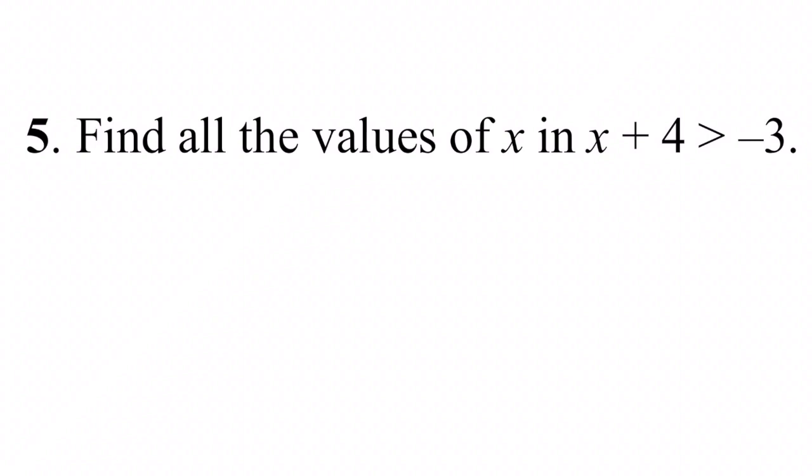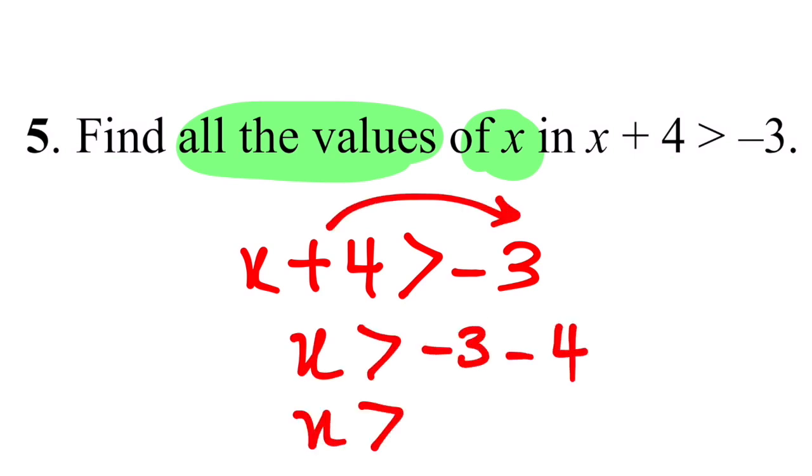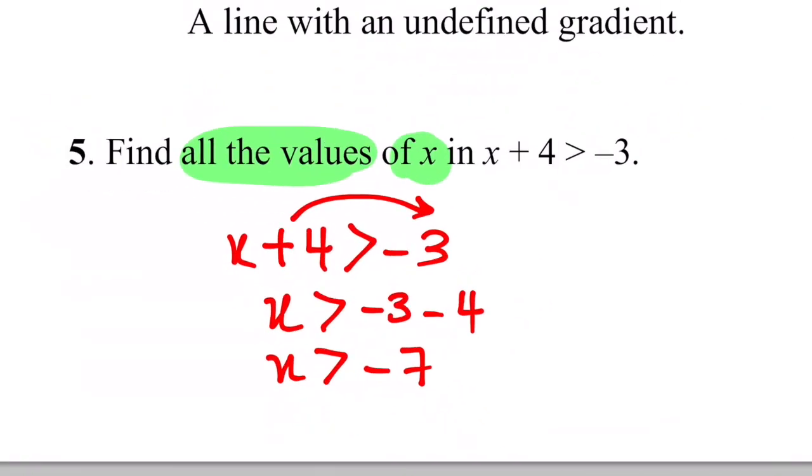Question number 5. Find all the values of x such that x plus 4 is greater than negative 3. This is an example of an inequality with one variable. To find all the values means that any value of x that will make this inequality correct is a possible value, not only whole numbers. X could be a fraction or a very small decimal. To solve an inequality is similar to solving equations. We only do not see an equal sign, but an inequality symbol.